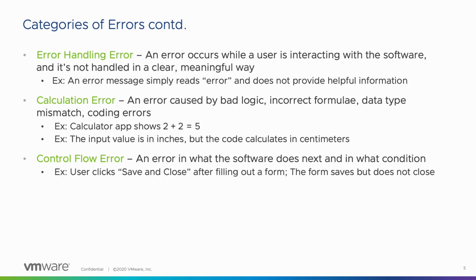Lastly, a control flow error occurs based on what the software is expected to do next and in what condition. An example of this type of error is a user clicking a button labeled Save and Close after completing a form, and the form saves but does not close. Part of the expected behavior was performed, but the next step in the process was missed.